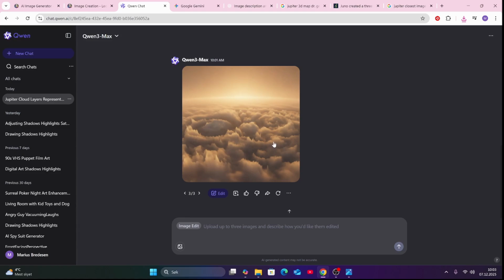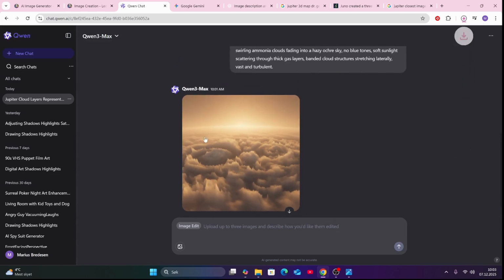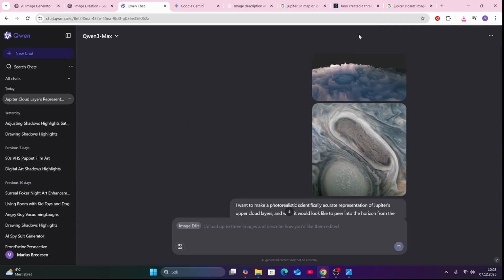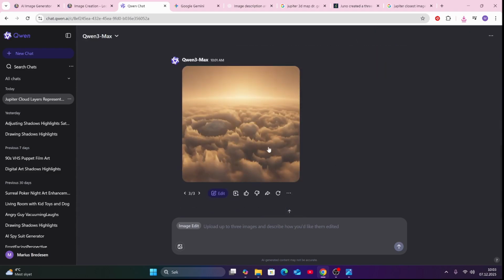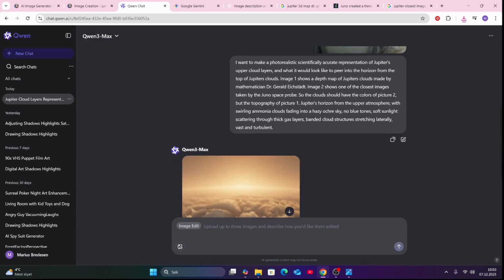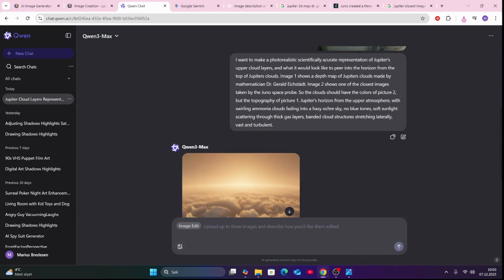Hey, there, Qwen did it. And now we have something that actually looks like Jupiter. So here you see it can do it. It used the depth map provided here. And it used the information about the horizon, ammonia clouds, hazy ochre sky. So this is the no blue tones. Oh yeah, soft light. This is the whole problem here.